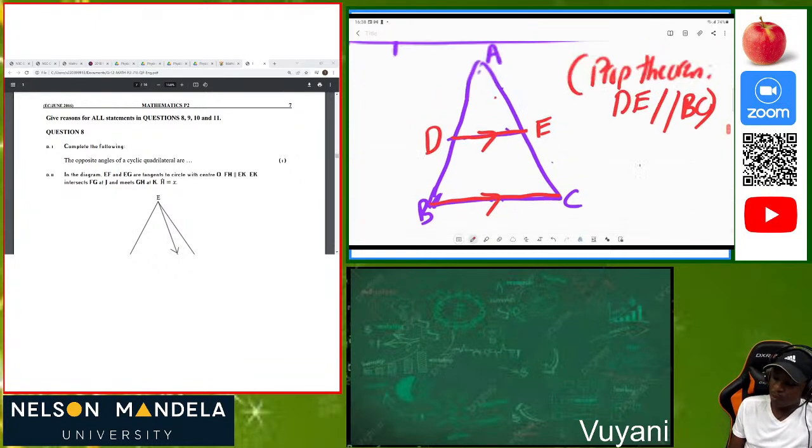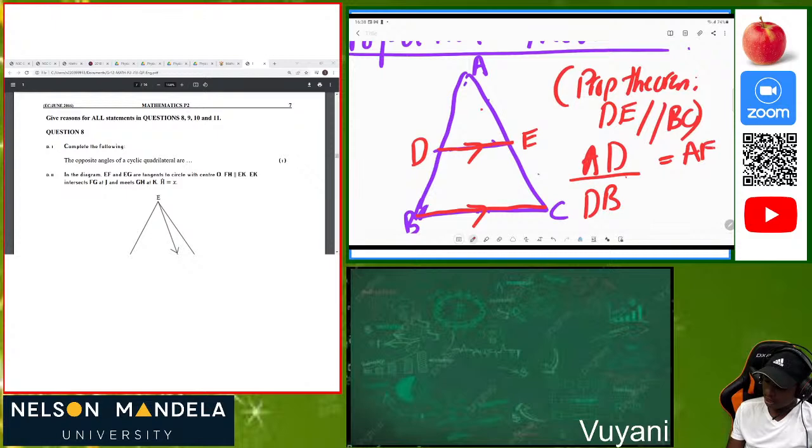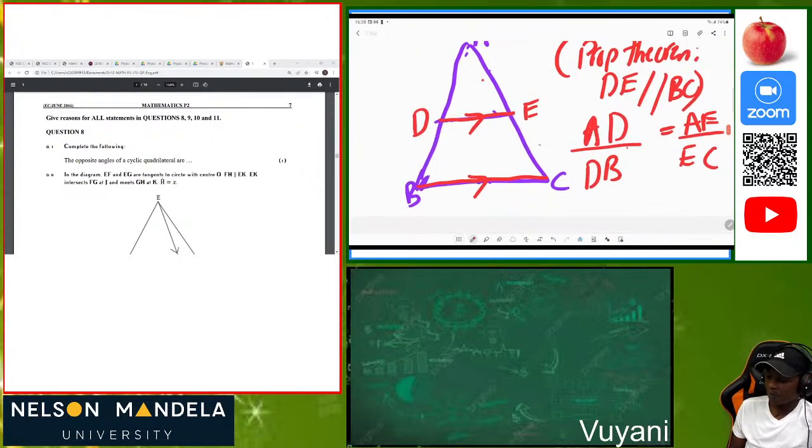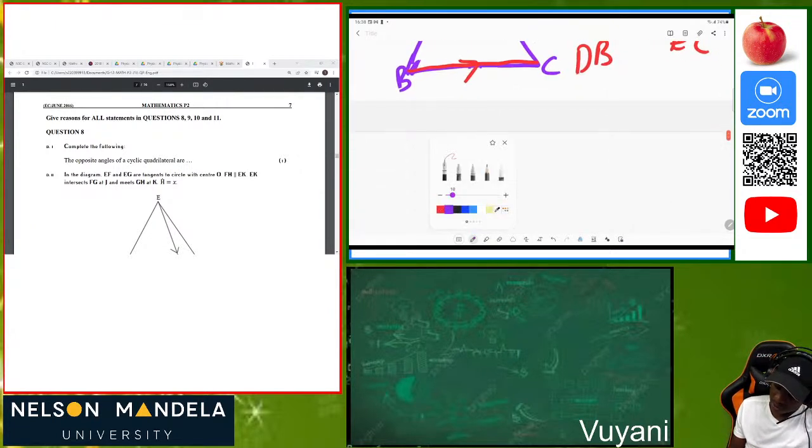So they are asking us to prove the prop theorem. When you're proving the prop theorem, they want us to prove that AD over DB is equivalent to AE over EC. So how do we prove that? The first thing we must do is to construct. So we start with construction.